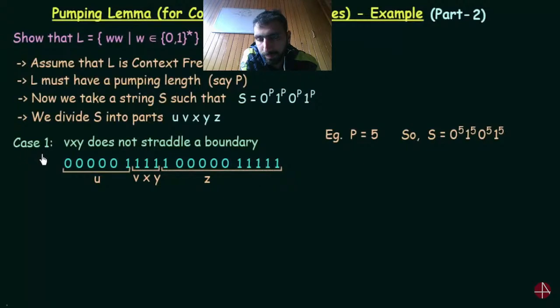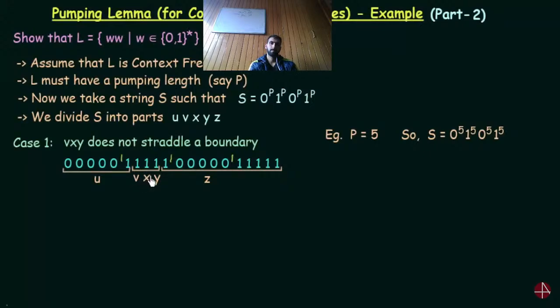Now let's look at case number 1. Case number 1 says that when you divide it into parts u, v, x, y, and z, the part vxy does not straddle a boundary. Now what do you mean by straddle? Straddle means that it does not lie on either side of a boundary, but it just lies in one part. Now let's see what are the boundaries that we have here. This is the first boundary, second boundary, third boundary.